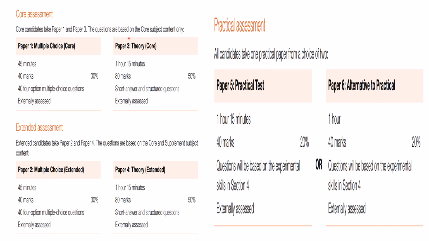So in simple, core students will take paper 1, 3 and paper 5 or 6 and extended students paper 2, 4 and paper 5 or 6. So practical papers contribute 20% of the total marks. All these papers are externally assessed by Cambridge.